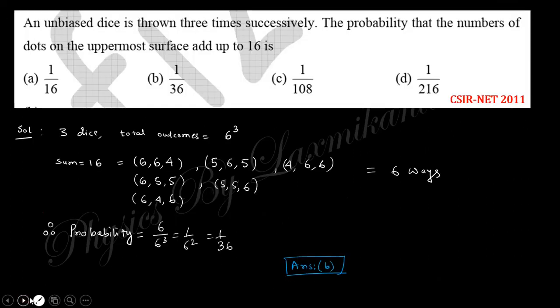Now go to the questions which were asked in different competitive examinations, like CSIR-NET asked this question in 2011: an unbiased dice is thrown 3 times successively, what is the probability that the sum of the number of dots on the uppermost surface will be 16? This will be discussed in the last lecture also. You can see how we can get 16: 664, 655, 646, 565, and like that. So there are 6 ways such that we can get the sum as 16. The total is 6 cubed because of 3 dice, so 6 by 6 cubed will be the answer.